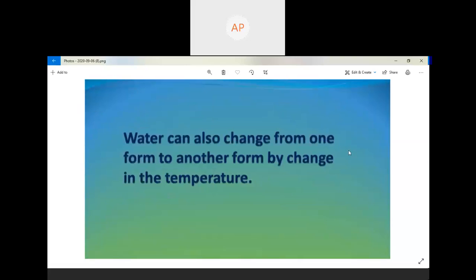So how does this happen? Water changes from one form to another by the change in temperature. Now let's see how the change in temperature affects the forms of water.